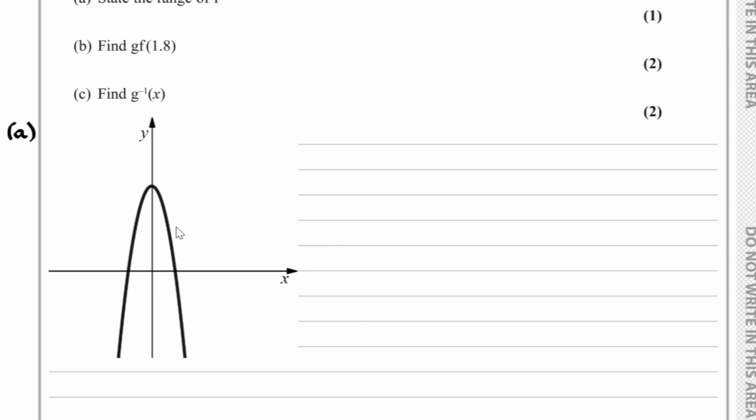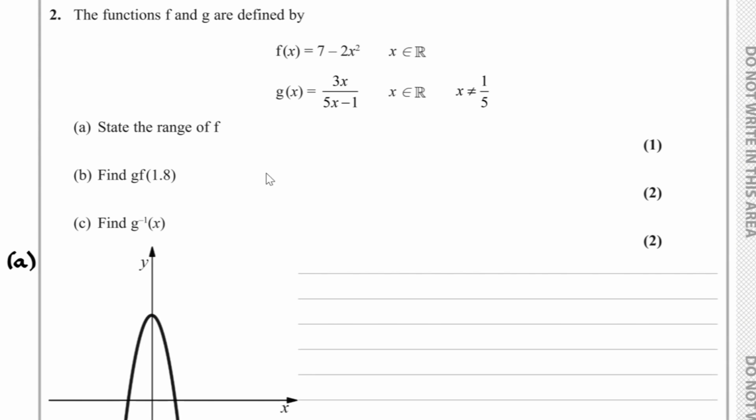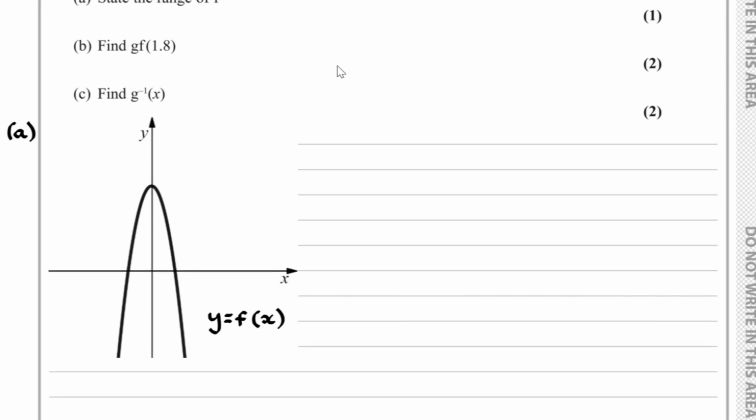Here you can see we have the graph of y equals f of x. Now, to find out the range, what we need to do to begin with is find out where the graph intersects the y-axis. We can do that by finding f of 0, and of course f of 0 is just equal to 7. So the point over here has coordinates 0, 7.